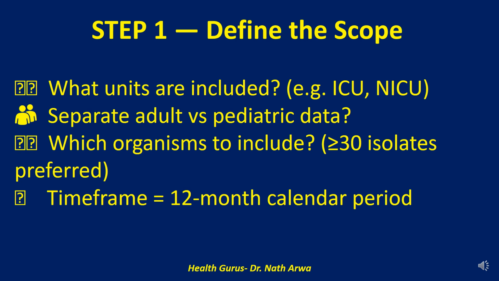So to recap, step 1. Number 1. Choose your hospital units. Number 2. Separate adults and kids. Number 3. Pick organisms with enough data. And Number 4. Use a consistent 12-month window. With your scope clearly defined, you're ready for step 2. Collect and clean the data. Because the quality of your antibiogram depends on the quality of your input.